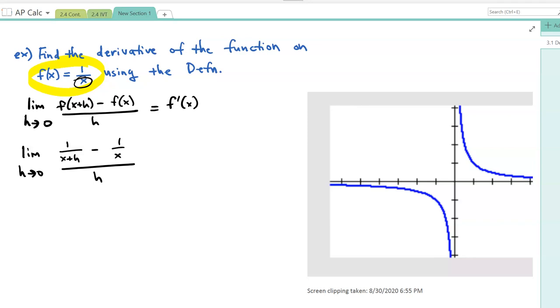we're gonna combine those fractions. This denominator here, this little denominator, is missing an x plus h. In order to combine the fractions, this guy is missing an x.